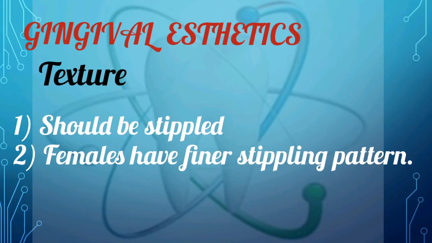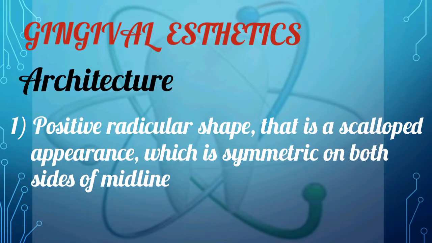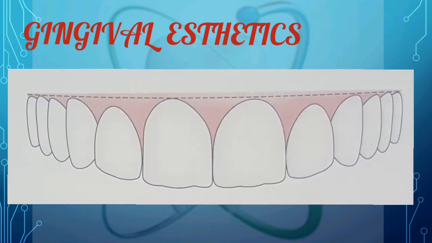In younger females, the tissue is more finely textured and has a finer stippling when compared to that of males. The architecture of the gingiva refers to the positive radicular shape, that is, forming a scalloped appearance that is symmetric on both sides of the midline. The marginal gingival tissues of the maxillary anterior teeth should be located along a horizontal line extending from the cuspid to cuspid. Ideally, the laterals reach slightly short of that line.